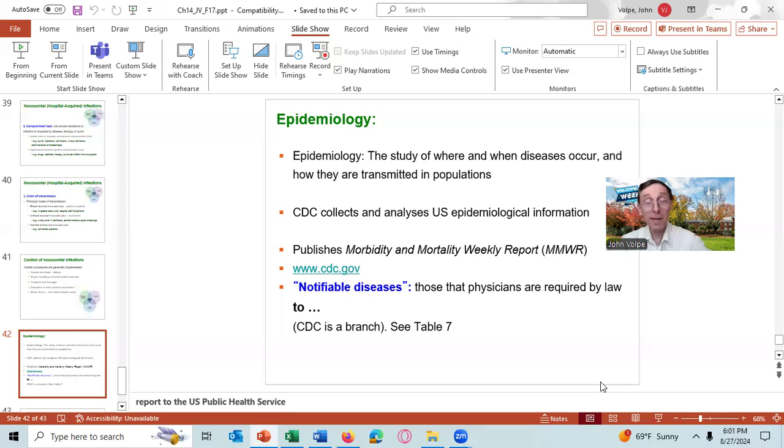Nobody knows. Okay. Anyways, the state then sends it to the CDC. The CDC compiles it and breaks it down into morbidity and mortality. Mortality is if the patient dies, morbidity if the patient gets sick, and then the CDC publishes it weekly in the MMWR. So each week, the MMWR comes out at the CDC. Any question about any of that? All right.